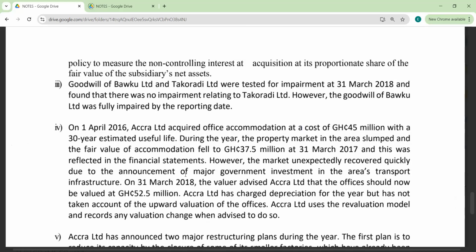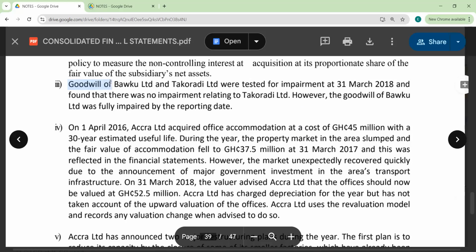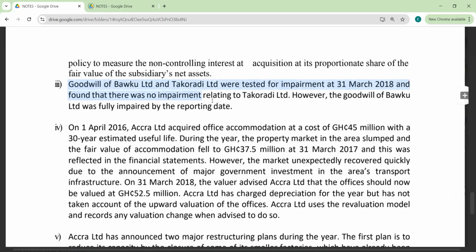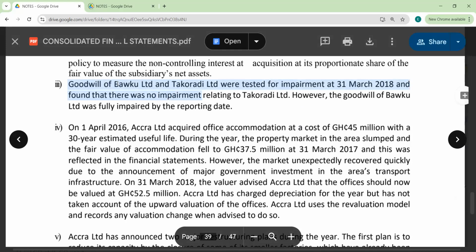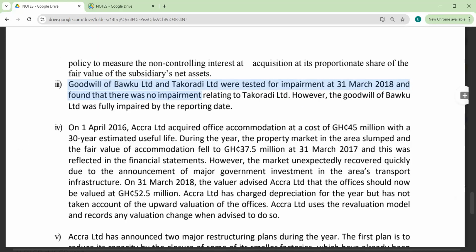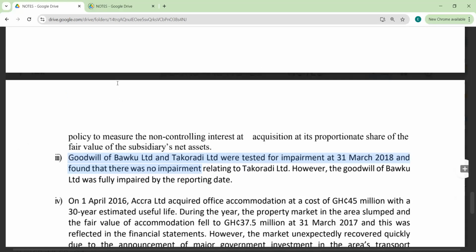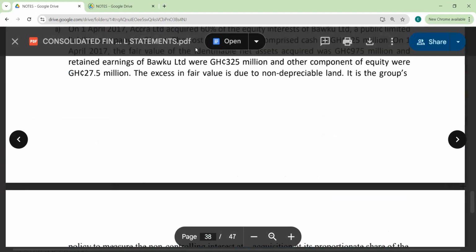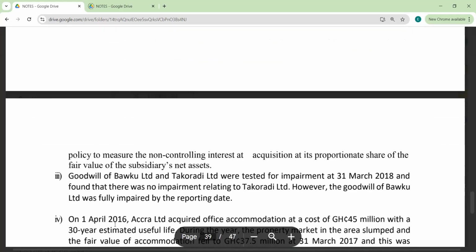Read all the footnotes and be sure that they've not mentioned Bokun and Tadi in the notes. So let's go to note 3. They mention goodwill. So they say goodwill of Bokun Limited and Takrade Limited. No, I'm not done reading note 2. They say that it is the group's policy to measure non-controlling interest at acquisition at its proportionate share of the fair value of the subsidiary's net assets.